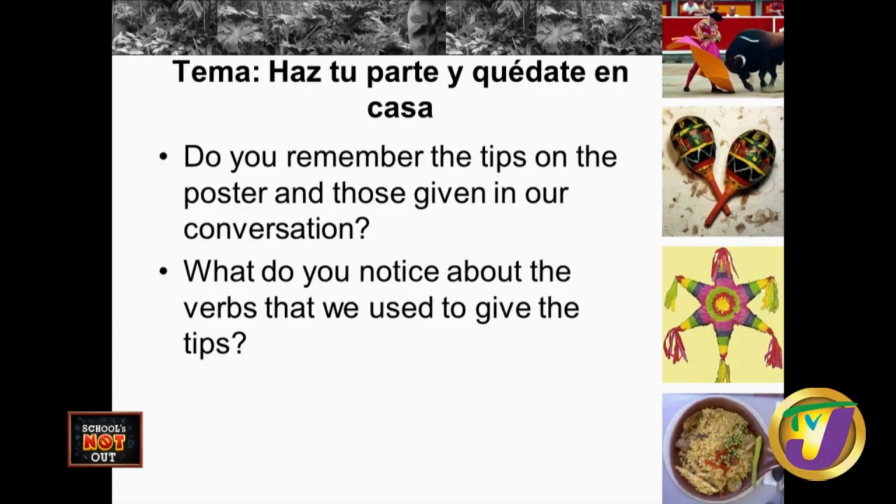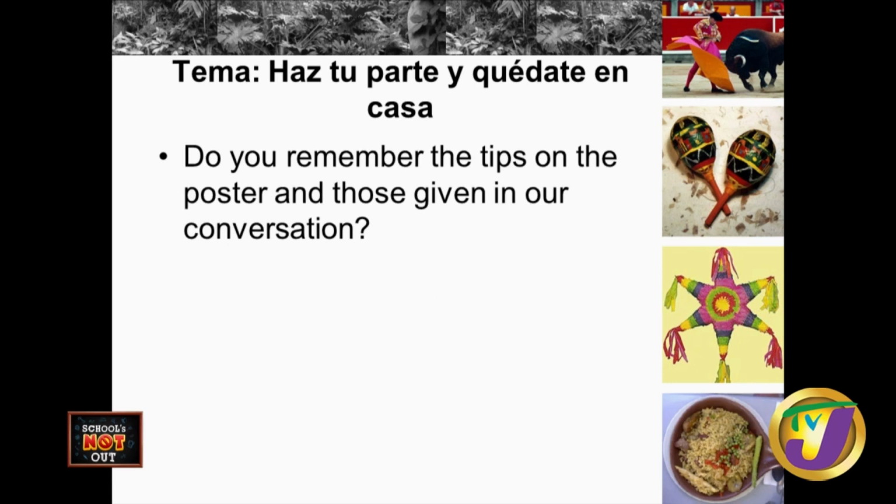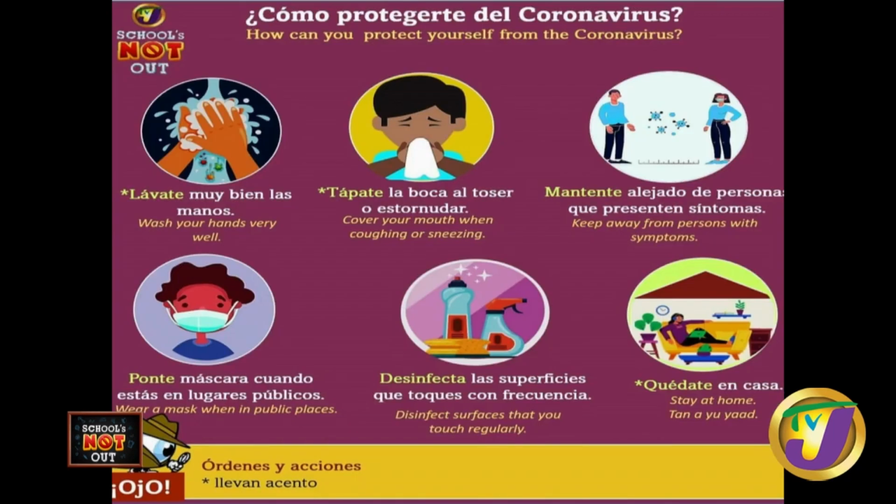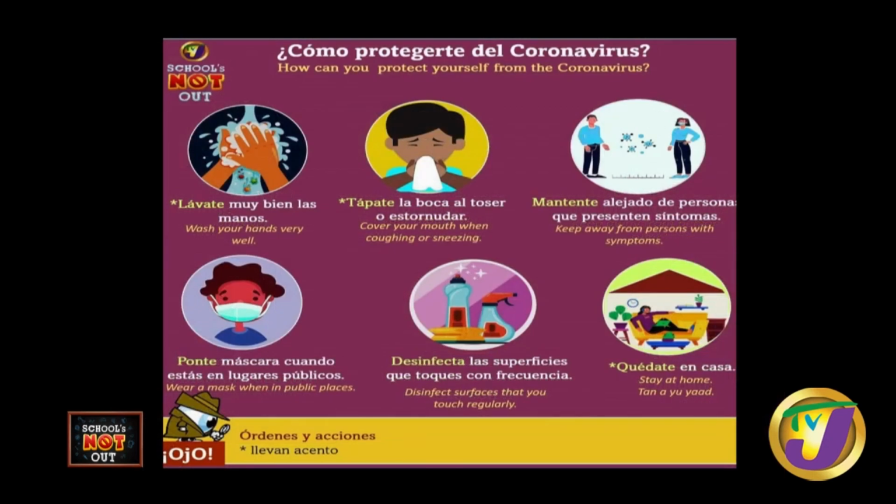Okay, so we're going to be looking at, remember we just looked at a poster. So do you remember the tips from the poster or the ones that were given in our conversation, the dialogue that Yalet and I did? Or what do you notice about verbs that we used to give these tips? So what did you notice? Now it's time for you to look back at the poster. And you've been doing well so far. So continue. Yes. Let's see which are those tips that we can find in the poster.